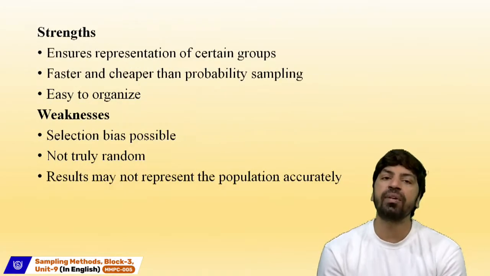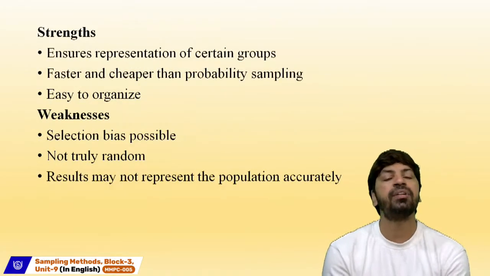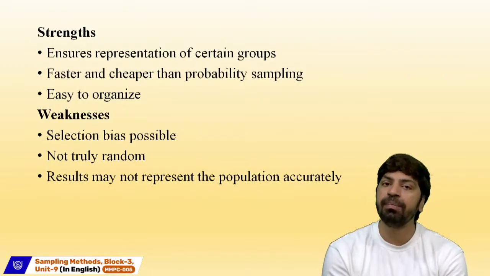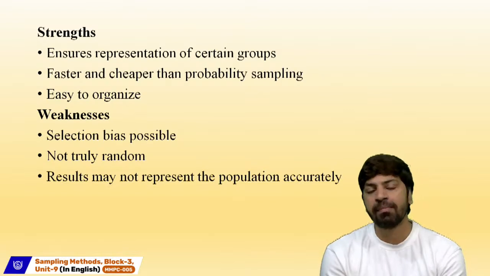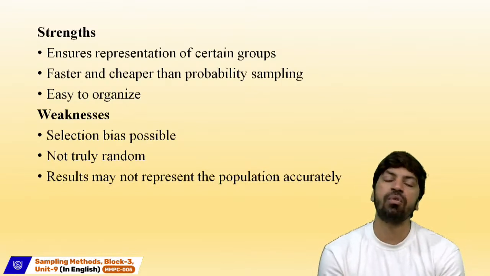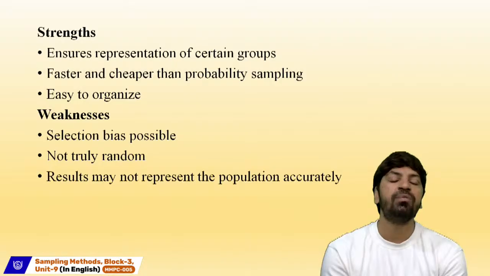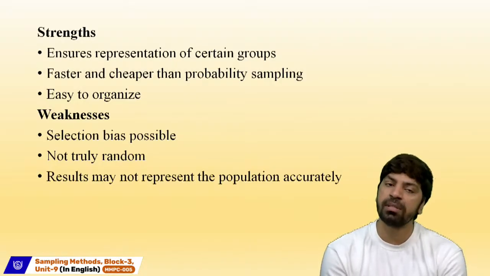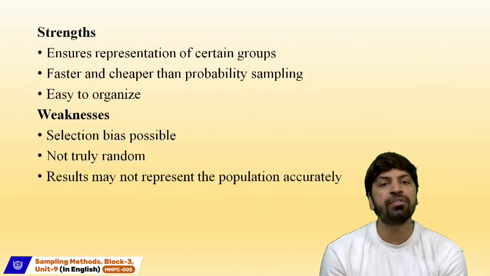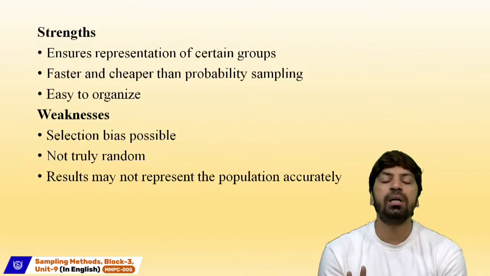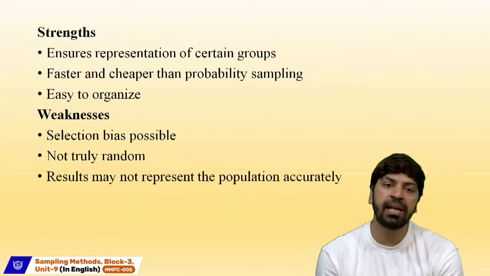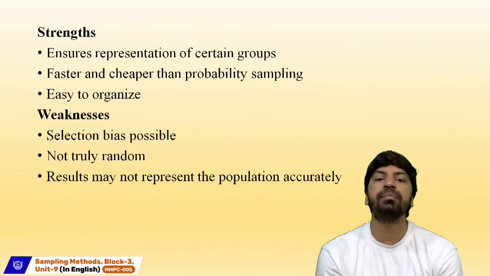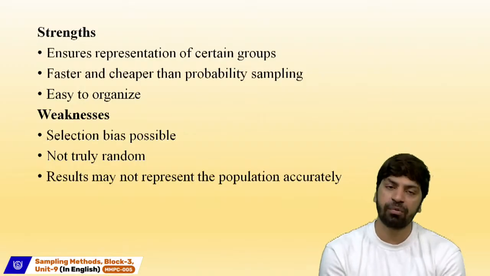What are its strengths? It ensures the representation of certain groups. It is a faster and cheaper method than probability sampling. It is very easy to organize the results. A few weaknesses: selection error is also possible. It does not represent true random selection of the candidates. The results may not represent the population accurately.